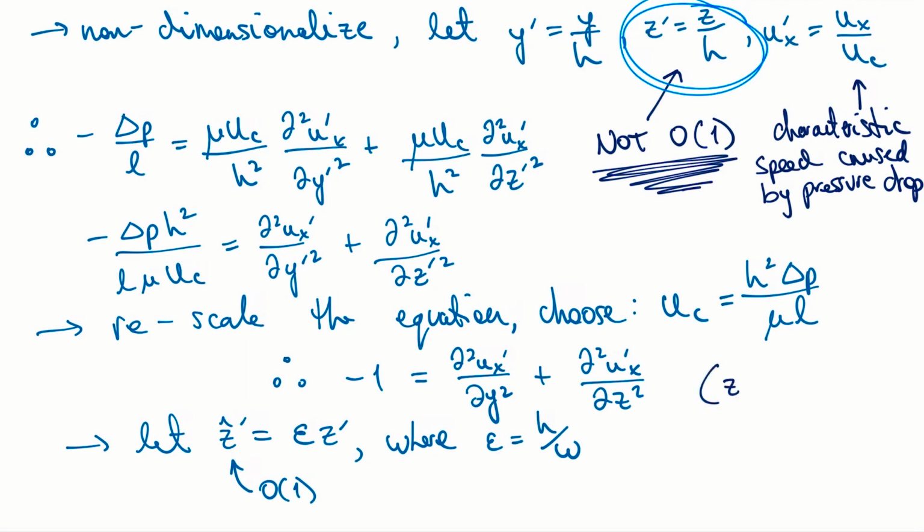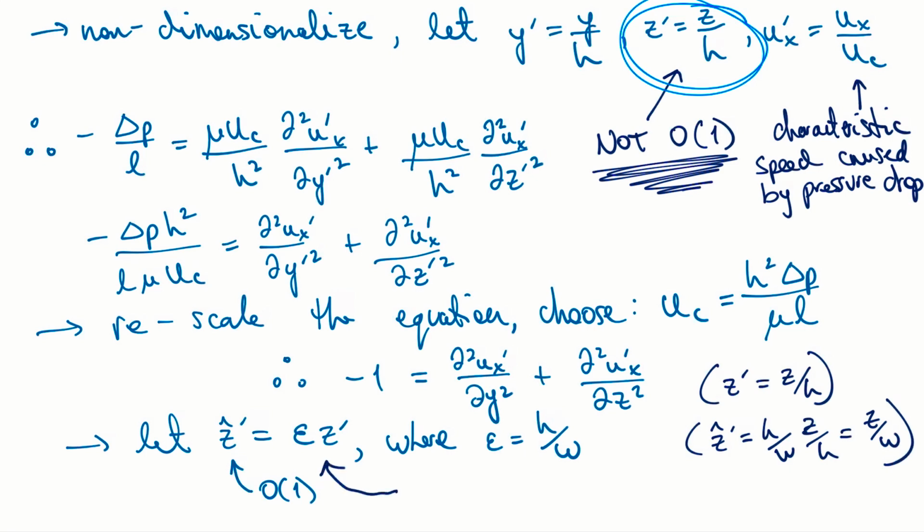So what do we have now? The z prime was z over h. So that means our z hat prime is like h over w times the z over h. Z over w, so z over w, yes, that is order 1. Excellent. Okay, now all this to say, what did this get us?